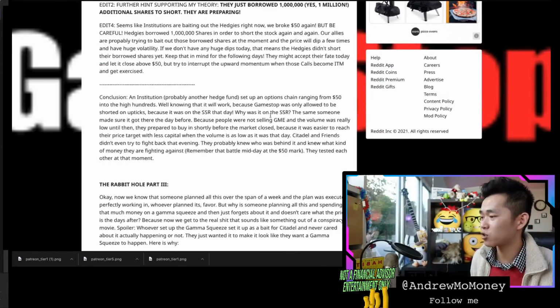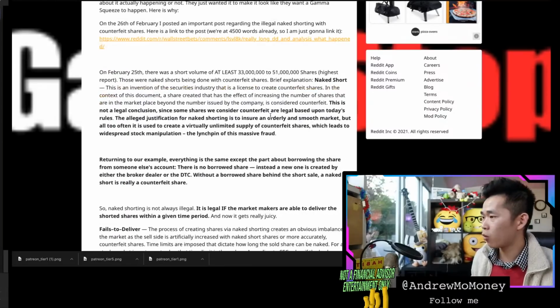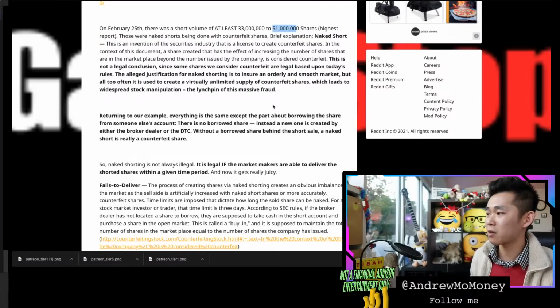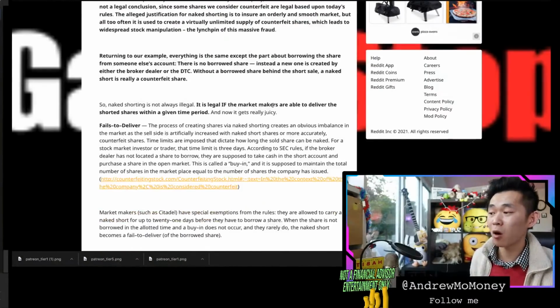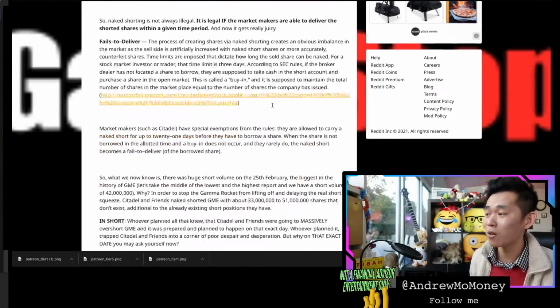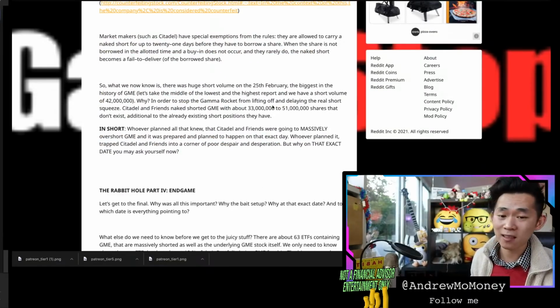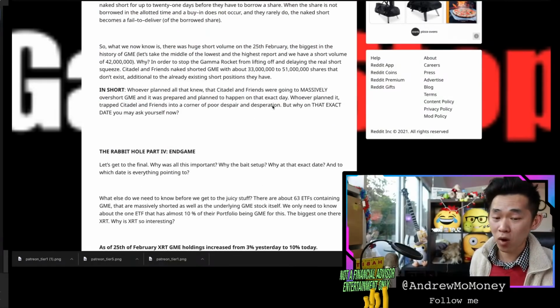That beef has now translated to part three, which is that the side that was trying to get it below the $50 mark has shorted at least 33 million, maybe up to 51 million shares. This is humongous because this is all naked shares that will need to be covered soon, and bought back in the market at any price.